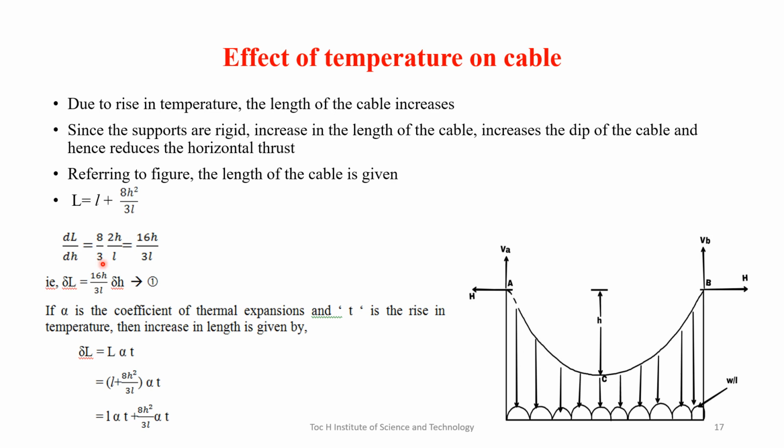Okay, now dL by dh, just differentiating with respect to h, is 16h divided by 3l. That is delta L is equal to 16h divided by 3l into small delta h, and put it as equation number 1. If alpha is the coefficient of thermal expansion and T is the rise in temperature, then the increase in length is given by delta L is equal to L alpha T, that we already know. Then substitute the value of L here and you get l alpha T plus 8h square divided by 3L into alpha T.